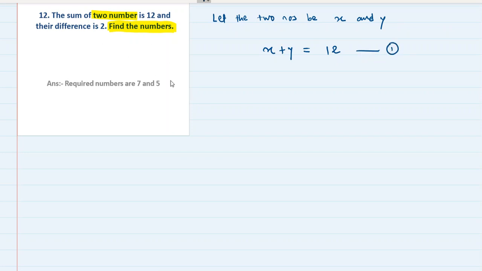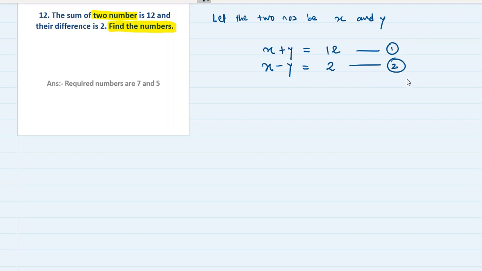And their difference is 2. Now, which out of x and y is bigger? We don't know, and it does not matter, right? So we can say x minus y. We just assume x to be bigger and x minus y, the difference of these two numbers, to be 2. Equation number 2, right? So the sum of two numbers is 12, the difference of two numbers is 2. x plus y is 12, x minus y is 2.